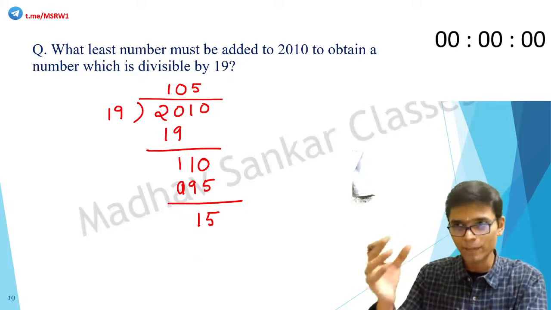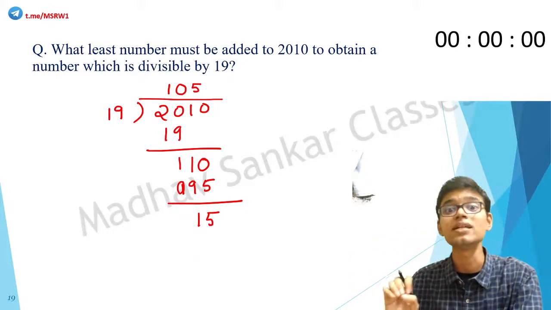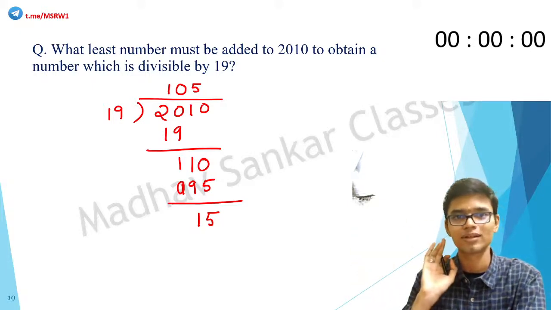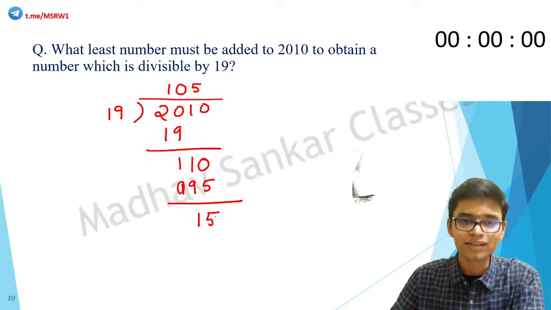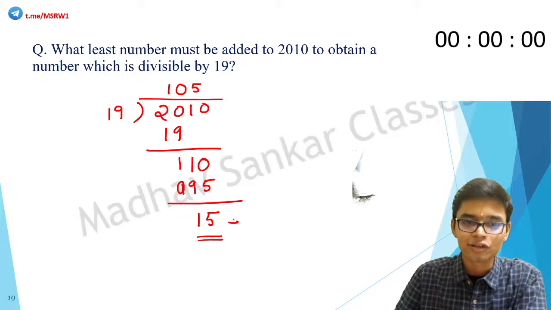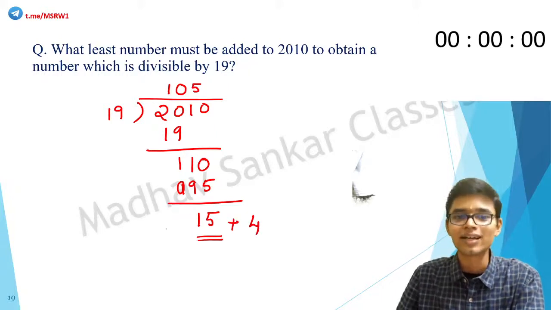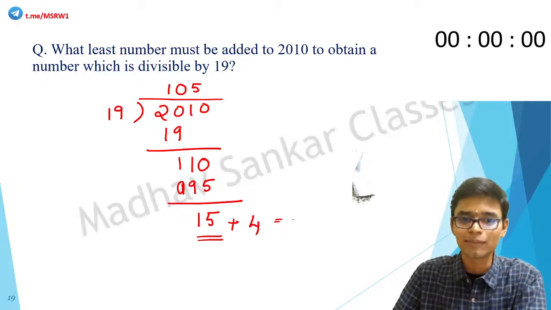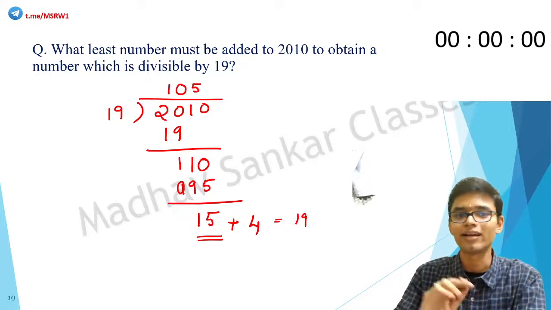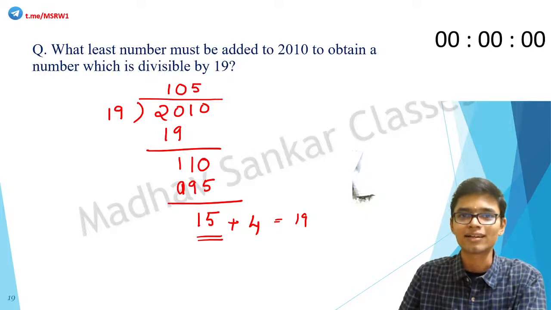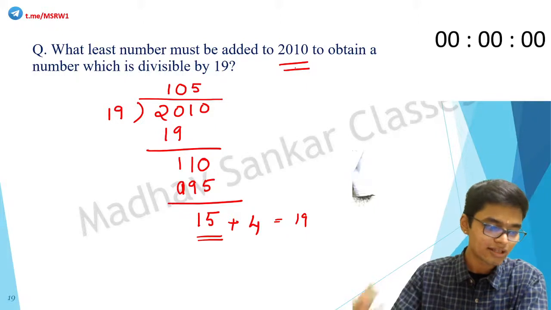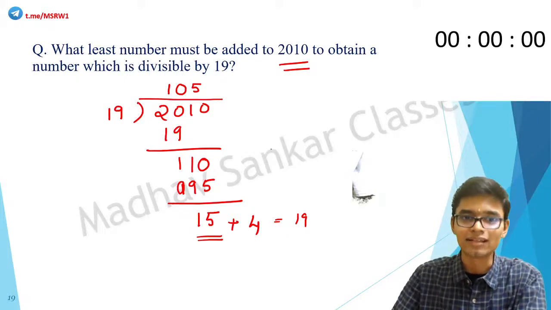So in order for a number to be perfectly divisible, the remainder should be 0. Correct? So how would we make this into a 19? That is the question. We have to add 4. If it is 15 plus 4, the number becomes 19, and it will be perfectly divisible. 1 19 is 19 and it is done. So the minimum number that has to be added to 2010 in order to make it divisible by 19 is 4.